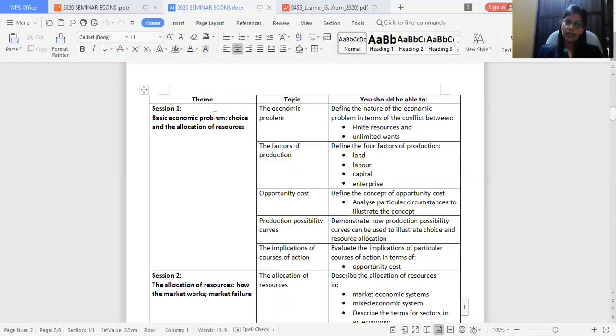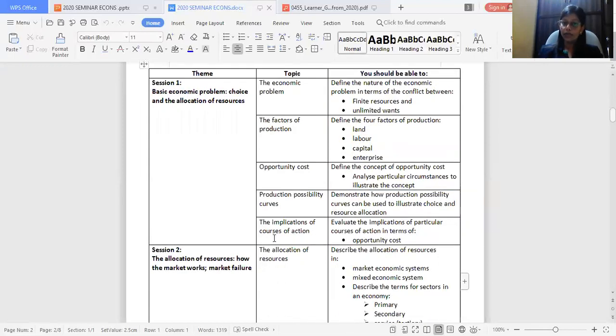All right, like section 1, the basic economic problem: define the nature of the economic problem in terms of conflict between finite resources and unlimited wants. The factors of production, we should know: land, labor, capital, and enterprise. Opportunity cost, define the concept of opportunity cost. Analyze particular circumstances to illustrate the concept. And also you are looking at your PPC.